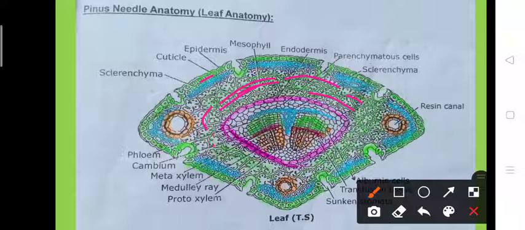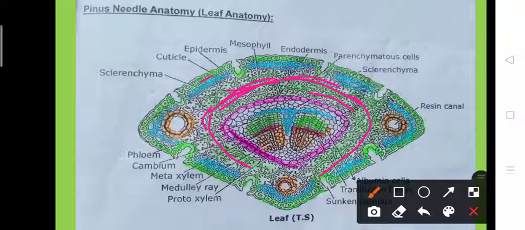Below the hypodermis, mesophyll is present. It is made up of parenchymatous tissue. These cells are not differentiated into palisade and spongy tissue. Mesophyll cells have thin cell walls and show finger-like infolding structures to increase the surface area for photosynthesis. This parenchyma is known as armed parenchyma.